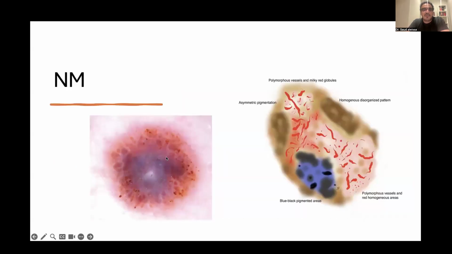This is a nodular melanoma. Again, without knowing anything about dermoscopy, this should catch your eye as something concerning and you would consider biopsying. You'll see these polymorphous vessels, and you see these blue-black pigmented areas like in the middle.